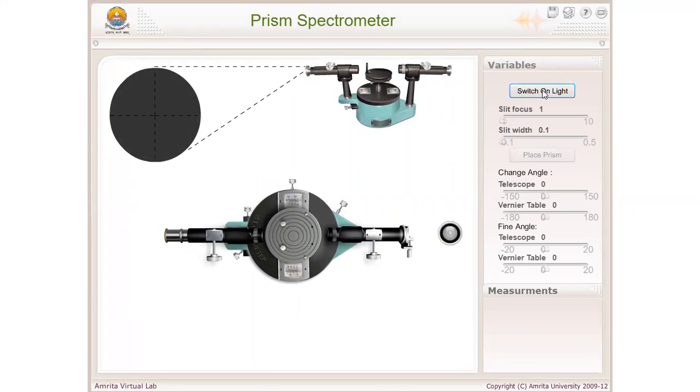Next is you have to first switch on the light. The light is switched on, and then you have to focus the slit till you obtain a bright light. I think now the slit is focused.